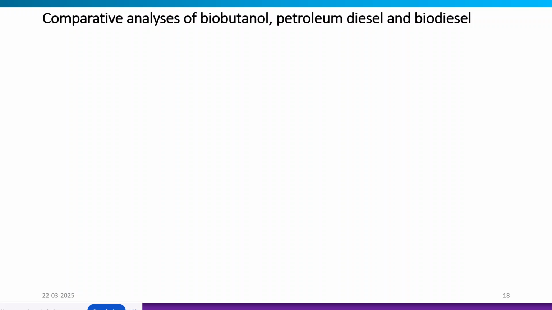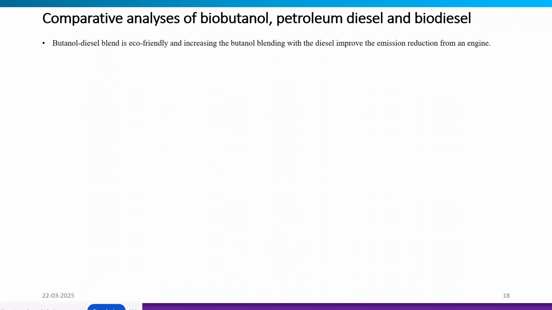We will now discuss how biobutanol is superior to petroleum diesel, and even superior to biodiesel. From the comparative analysis we can see that this butanol diesel blend can be used in an eco-friendly manner, and increasing the butanol blending in the diesel can improve emission reduction from an engine. Biobutanol production is recommended as a more cost-effective method than the production of biodiesel.